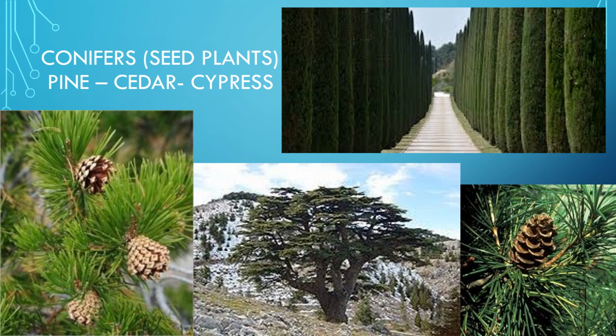Now, the other type of seed plants are the conifers, plants that make cones, like the pine, the cedar, and the cypress. These are also vascular plants. Remember, vascular plants can grow tall because they have tubes to carry water all the way up to the leaves on top of the plant. So they're able to grow tall. However, non-vascular plants cannot do that.